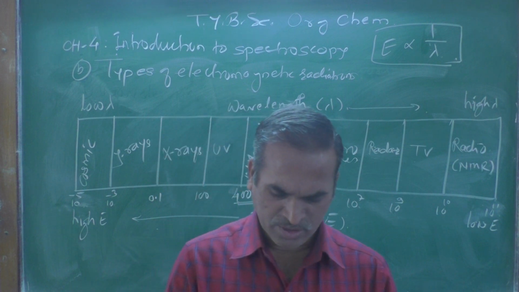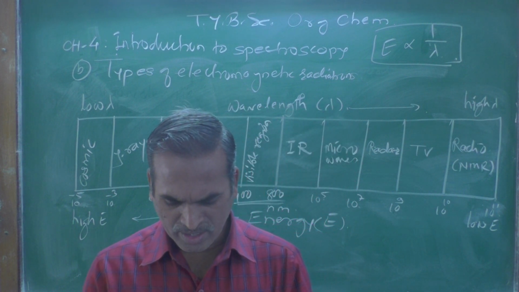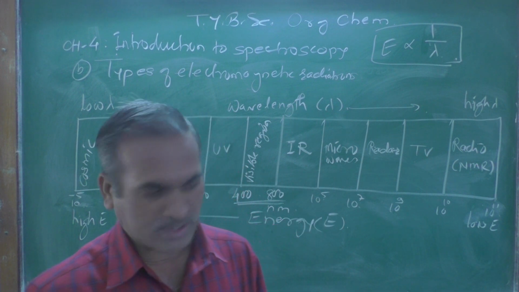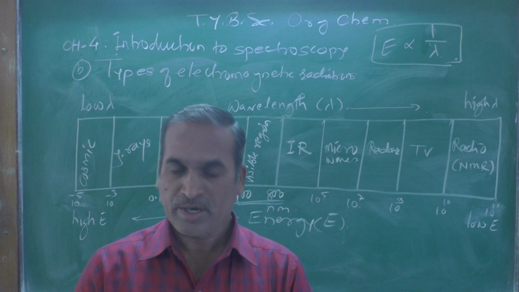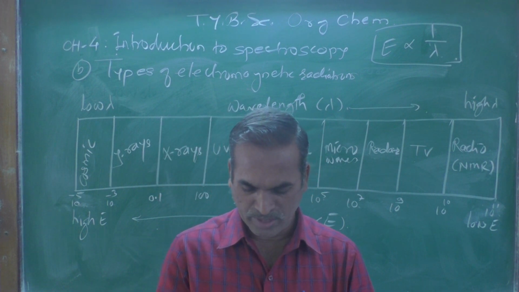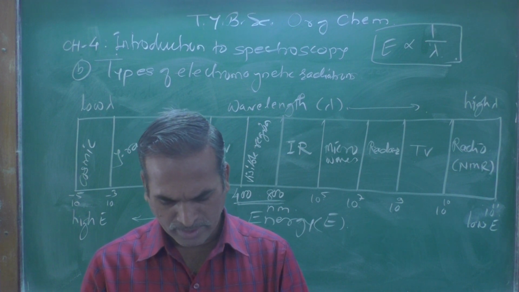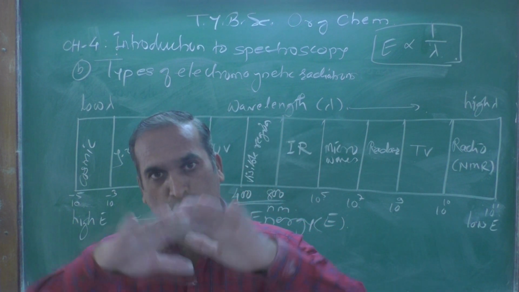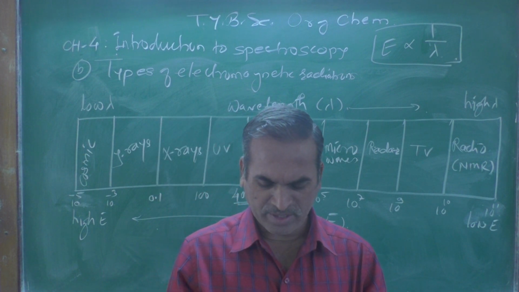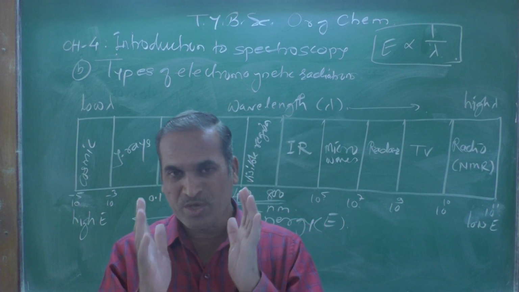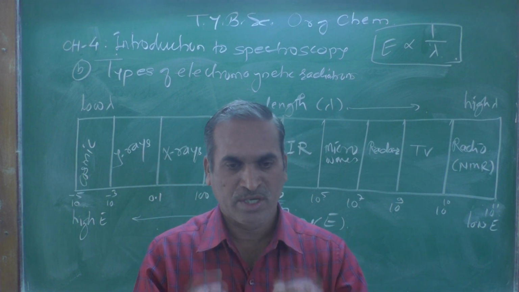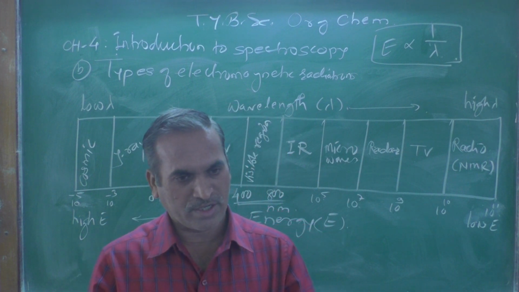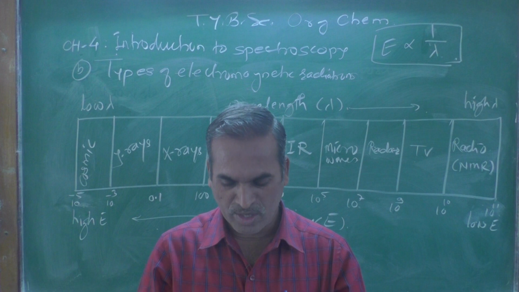We also see that the human eye can recognize the color of radiation in the region of 400 to 800 nanometer, which I already told you is a very small region compared to the whole spectrum of electromagnetic radiation, and this region is called the visible region. We can see objects directly that fall in the region 400 to 800 nanometer. This region is known as the visible region.